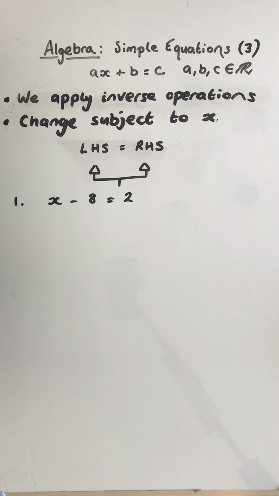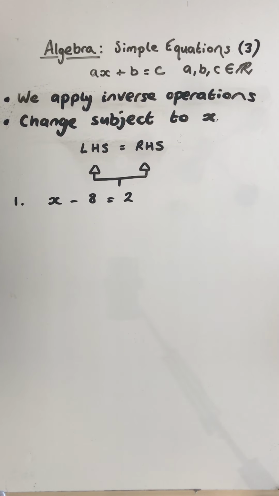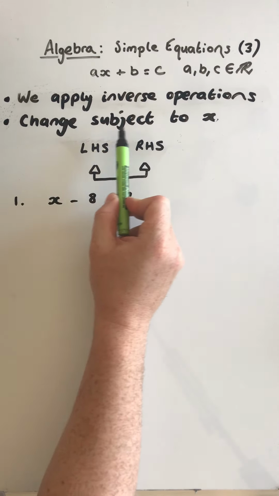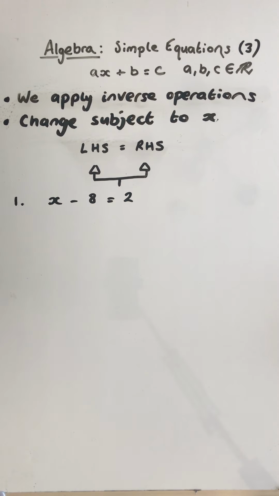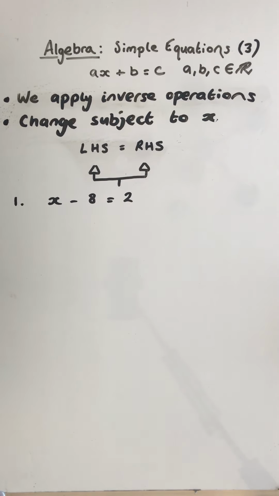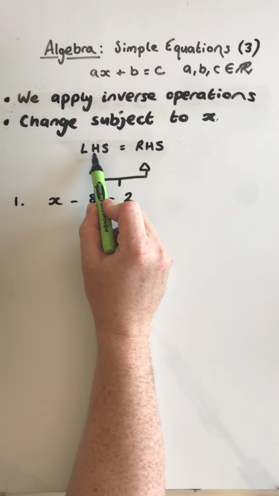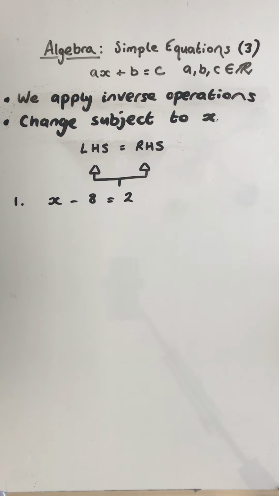Okay. Now in general, these linear equations take this form. To solve equations, we change the subject to the unknown variable so that the unknown variable is on its own. To solve it, we apply inverse operations. Now, the left hand side is always equal to the right hand side.